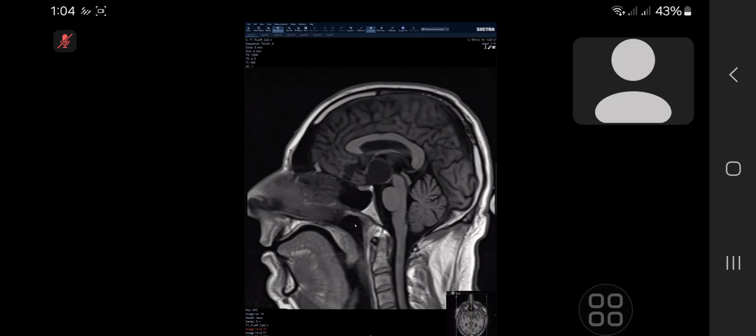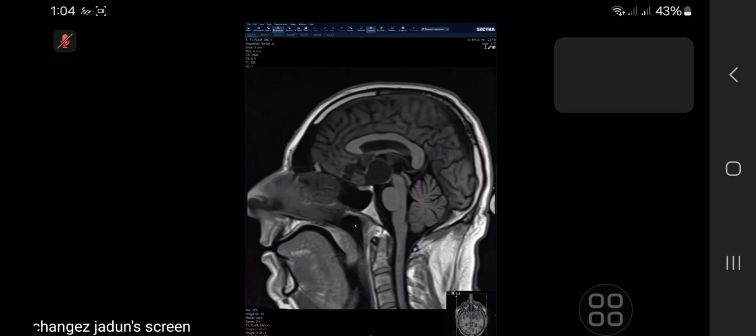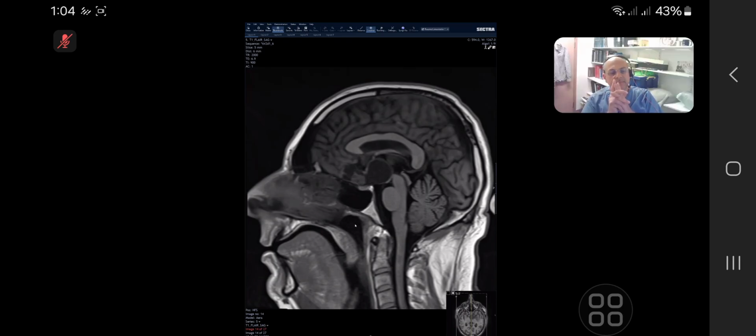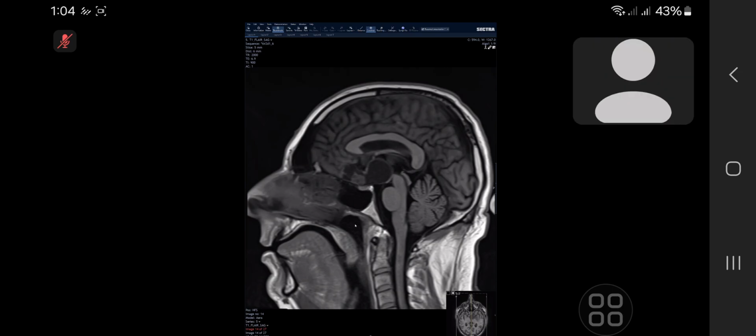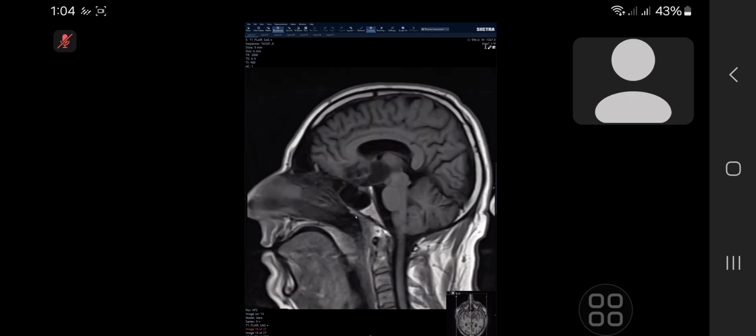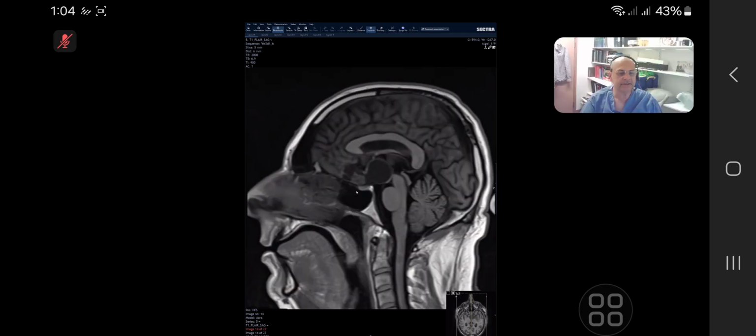The hypothalamus and the mammillary bodies, maybe. No, the optic chiasm. Remember, if the optic chiasm goes, you are blind. So you have to determine where the optic chiasm is. Is it arising from the optic chiasm or is it displacing the optic chiasm? That's a very crucial question for the surgeon.